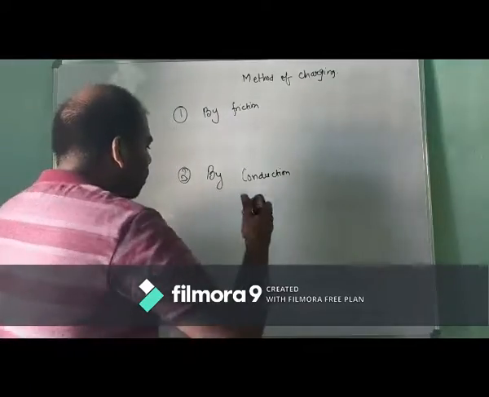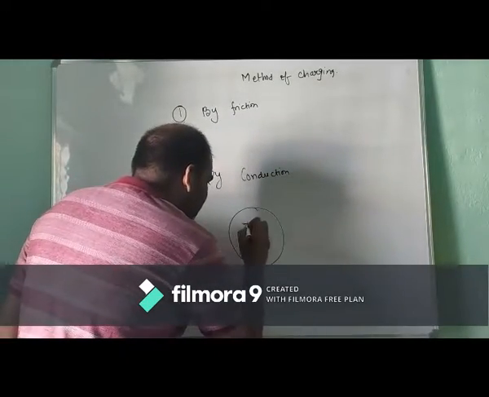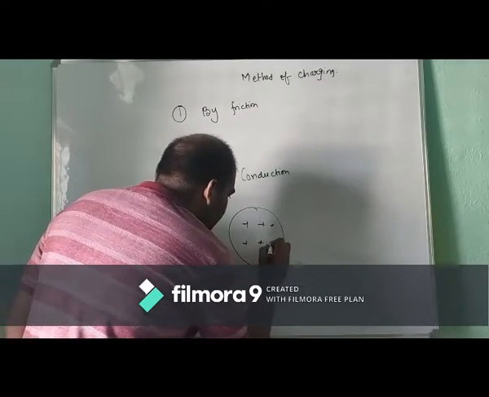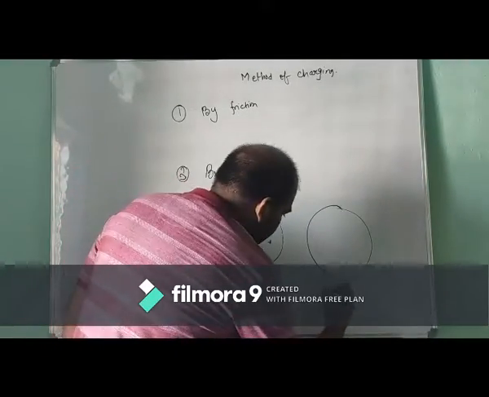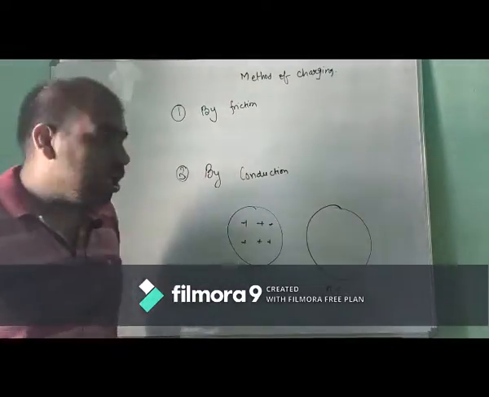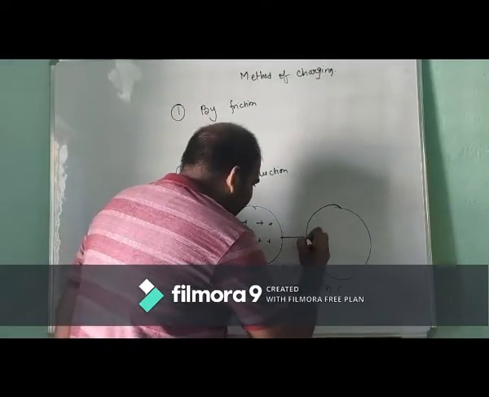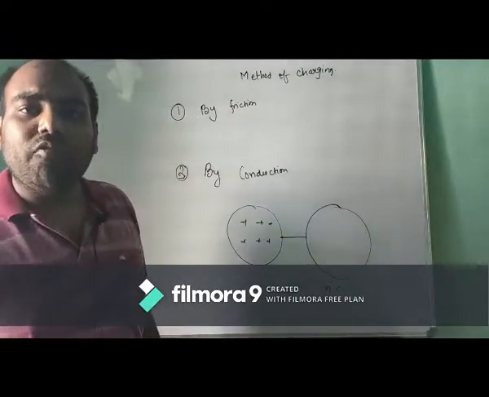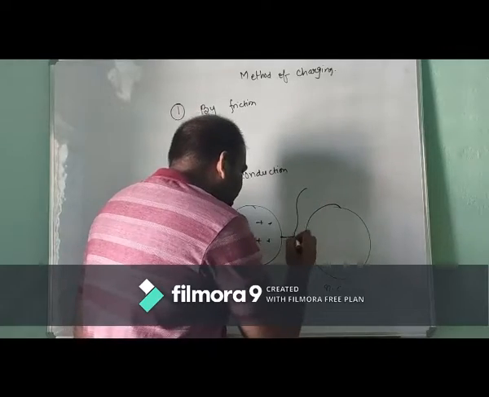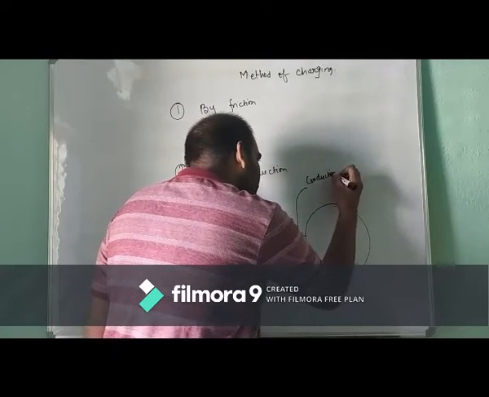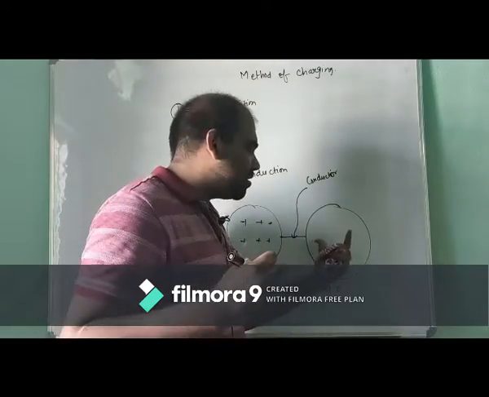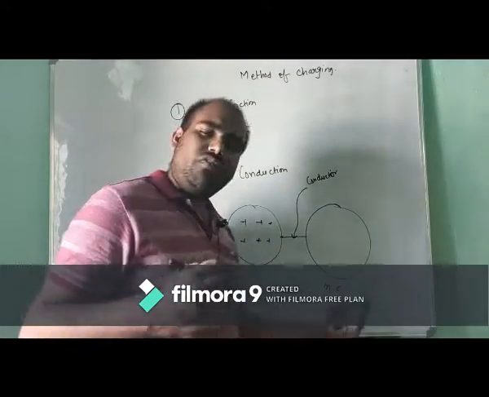Okay, so again I am taking the same example. There is a positively charged body. This is a neutral conductor. Now I am connecting these two bodies by a wire. And now the wire is basically a conductor. And you know what the difference between a conductor and an insulator is? If it is a conductor, then only the electricity will pass, or the charge will flow.